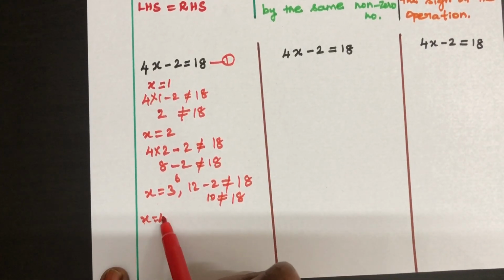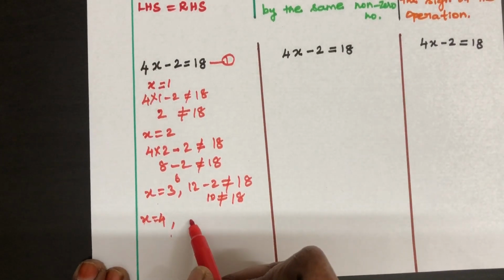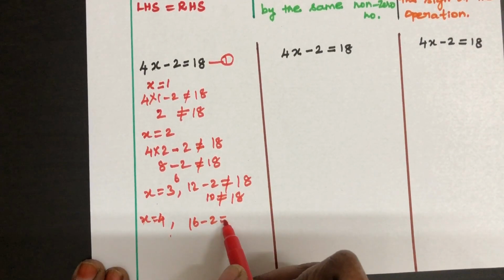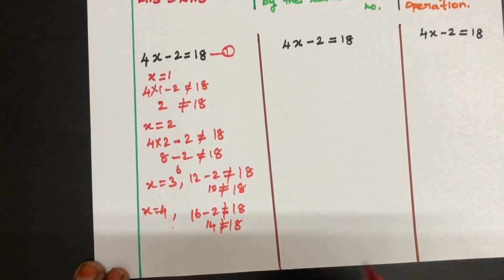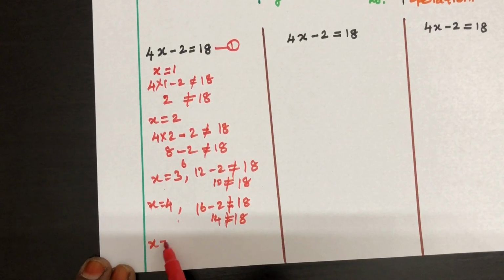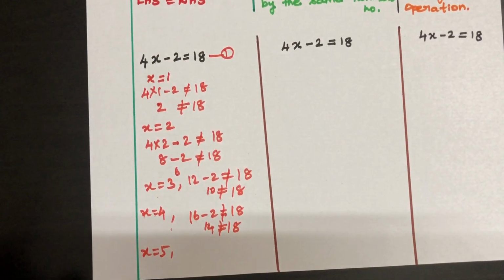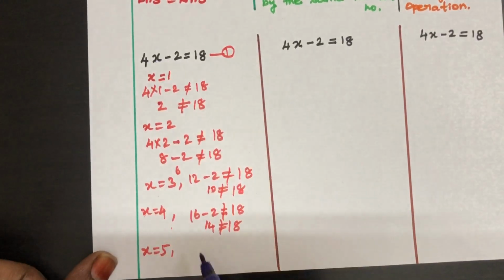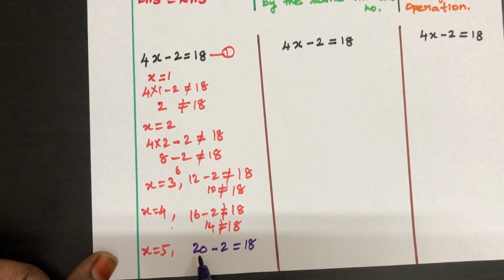Now we will give another try. x equal to 4. If we give x equal to 4, 4 into 4 is 16. 16 minus 2 is equal to 18. Is it right? 16 minus 2 is 14. This is also not equal to 18. Again error happened. So we will give another try. x equal to 5. For this x equal to 5, 4 into 5 gives us 20. 20 minus 2 is equal to 18. Yeah, it is really 18.